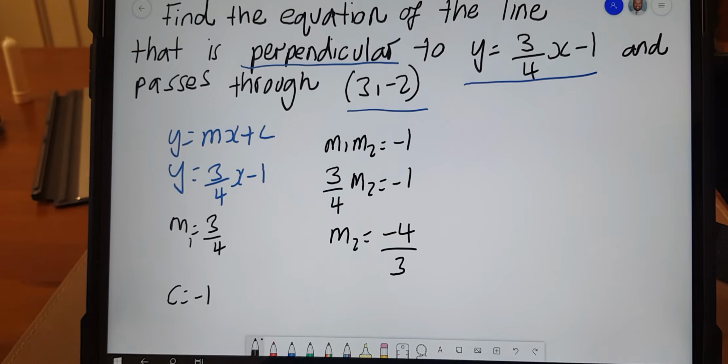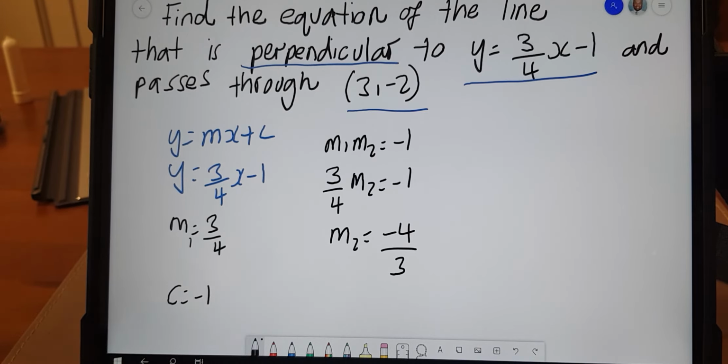So therefore your other gradient's going to be negative, but then you swap your reciprocal. In other words, when you swap them and multiply them together, you're going to get -1. That's how you work that out. So the gradient of this new line is -4 over 3.